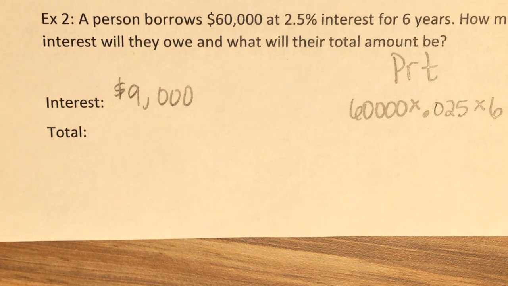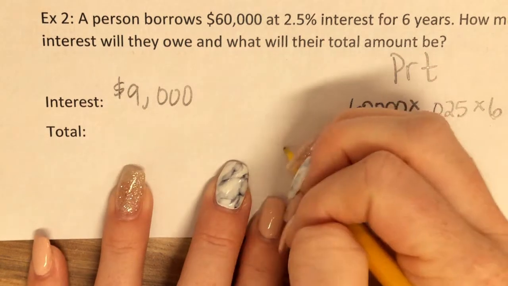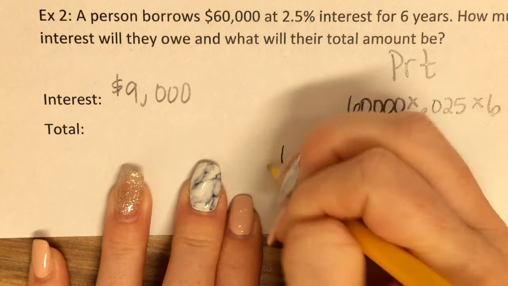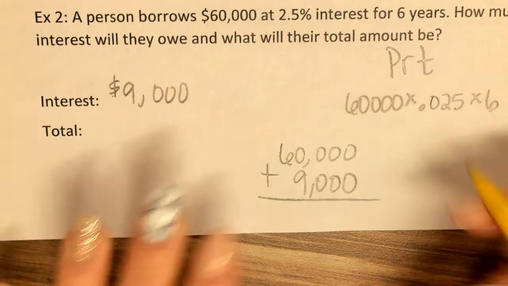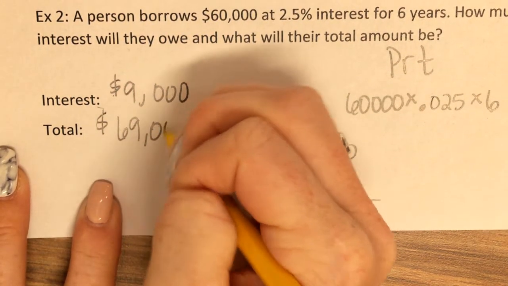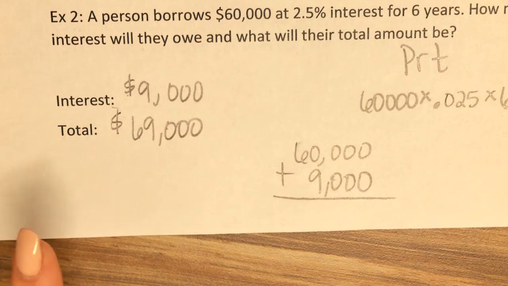Yes? Okay, I borrowed $60,000. I have to pay that back. Yes? But they're charging me a $9,000 fee. How much do I owe altogether? $69,000. All you had to do was add what you borrowed plus the $9,000 fee. So I owe $69,000 total when I pay back my money that I borrowed. Easy or hard? Easy. Flip to the back.